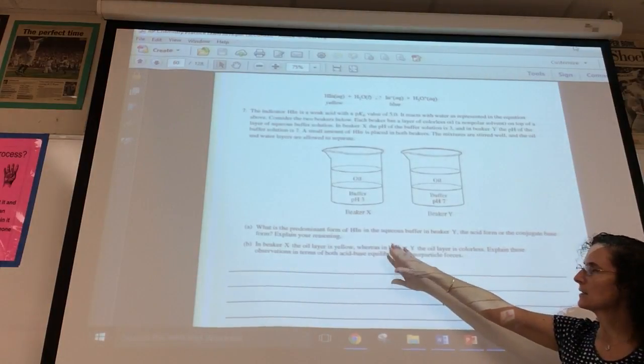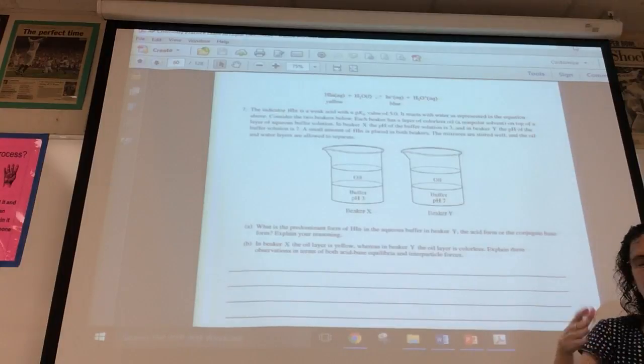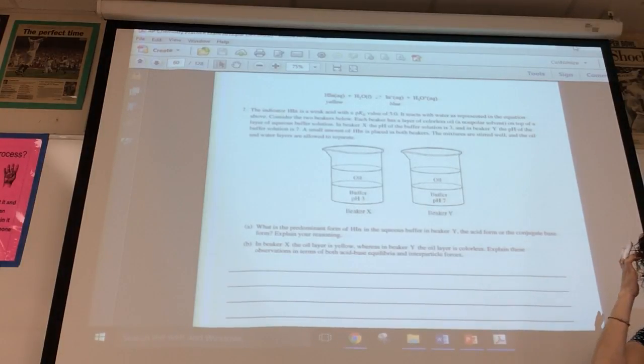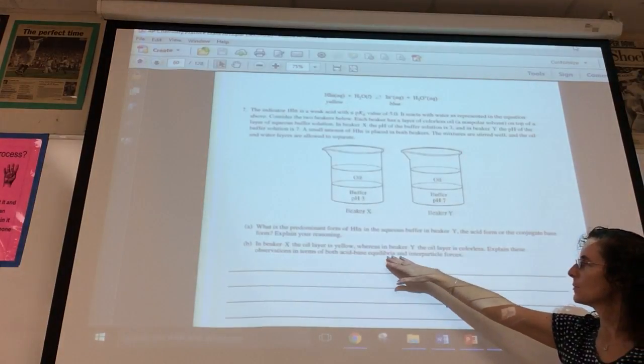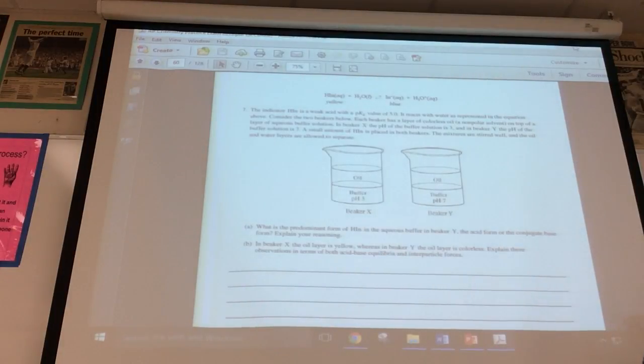In beaker X, and I'll show you what they write at the end, and I also can go back to the other. I don't usually always look at what they write, but I should. In beaker X, the oil layer is yellow, whereas in beaker Y, the oil layer is colorless. Explain these observations in terms of both acid-base equilibria and interparticle forces. And they're writing interparticle instead of intermolecular in case you have more of an ion-dipole situation.